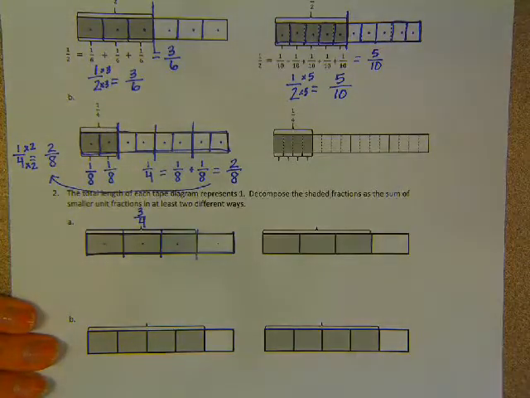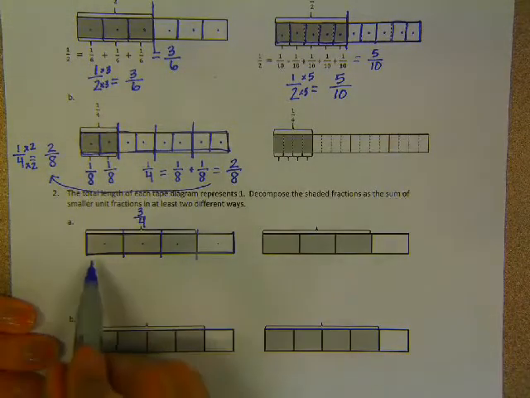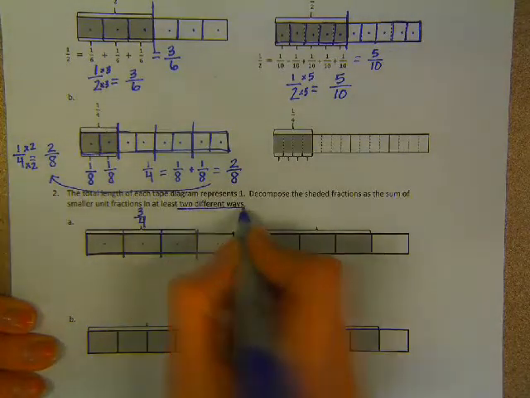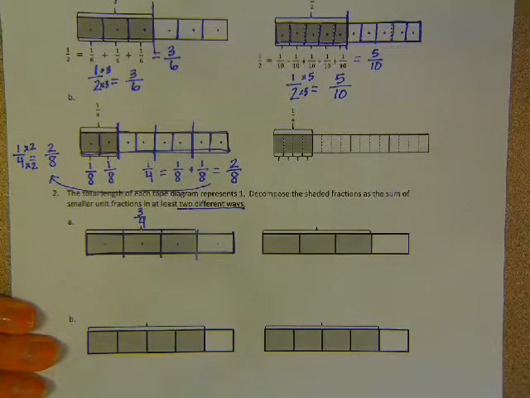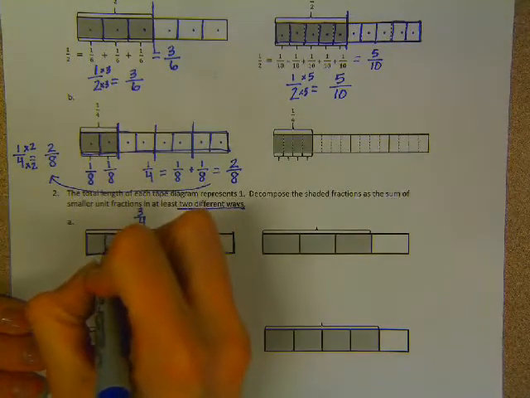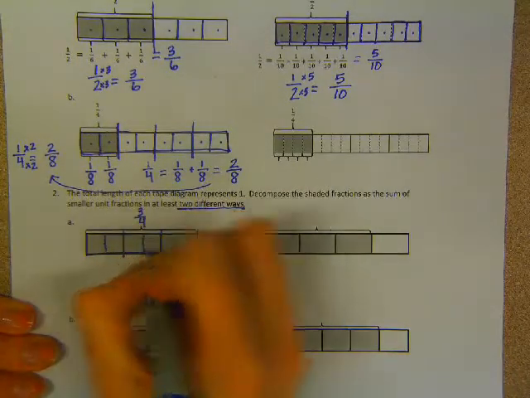Now, what they want me to do is decompose this in at least 2 different ways. Decompose means break it down into smaller pieces. So it's always easier for me to start with halves. So I'm going to split each of these fourths in half. I'm going to use dotted lines so I can see that it's separate from my solid lines.